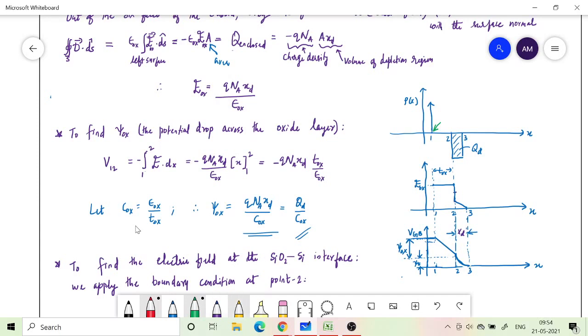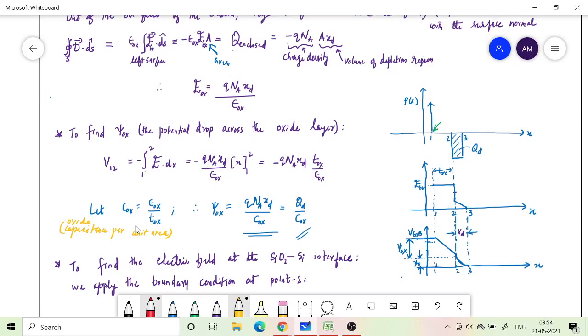So this is basically capacitance per unit area, because we are dividing it by area, and this is for the oxide region, so you can call it oxide capacitance per unit area. Okay, so if I define it like that, then I can substitute C ox instead of epsilon ox by T ox.